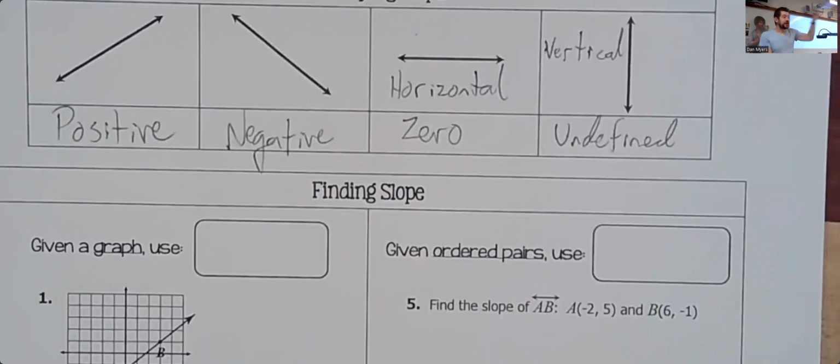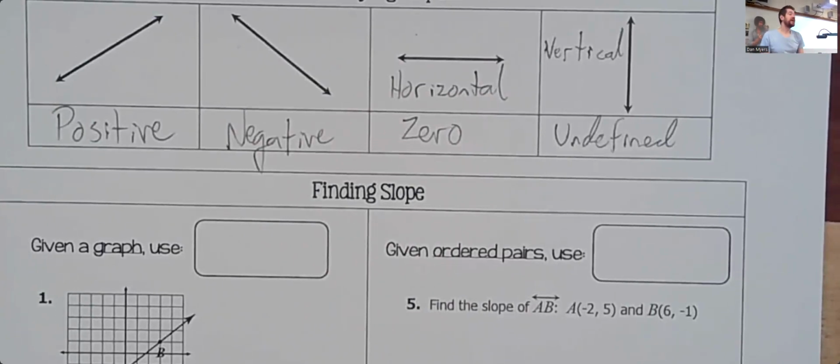So going up from left to right is a positive slope, down from left to right is a negative slope. Horizontal lines have a slope of 0. Vertical lines have an undefined slope, meaning there isn't a number that we can use to represent the slope. So we just say undefined. All right.